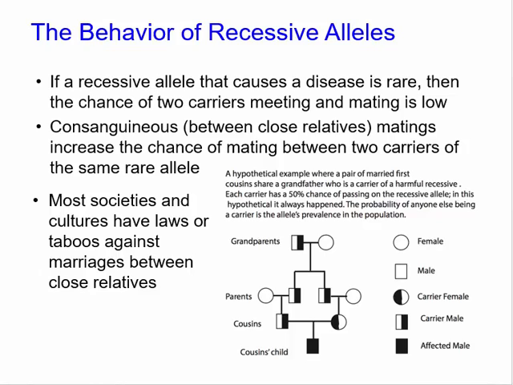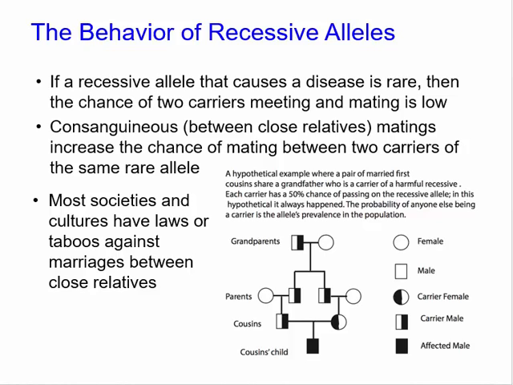So the other thing to understand with recessive traits is if a recessive allele is rare, and it isn't always, just because something's recessive doesn't mean it's rare, but if it is, and that is often the case with something that confers a disease, because there's so much selection against it, the chance of two carriers meeting and mating is low. It doesn't mean it's not possible, but it's low.